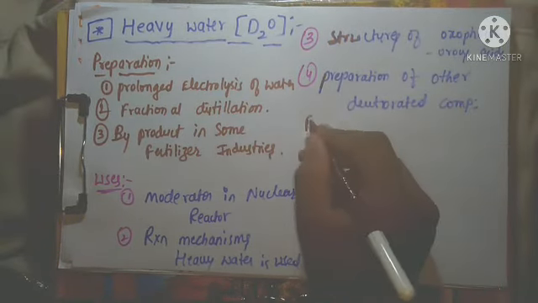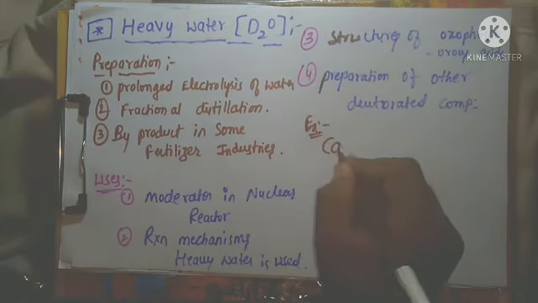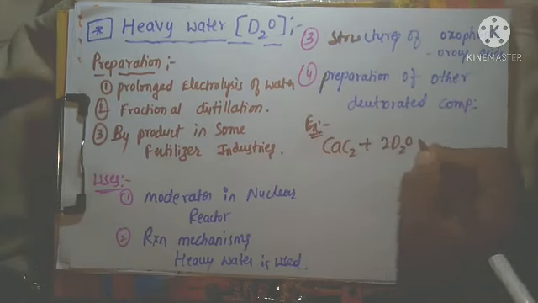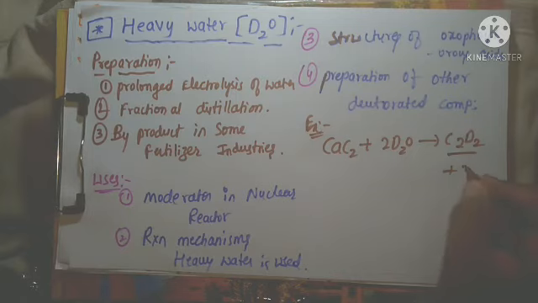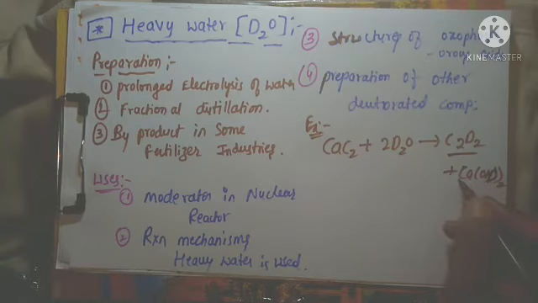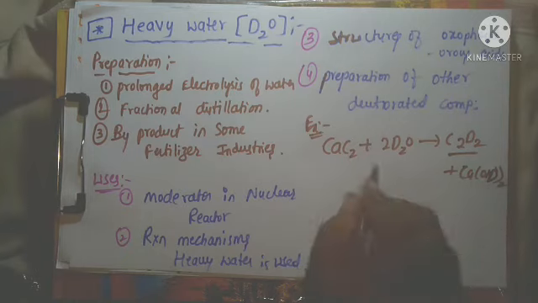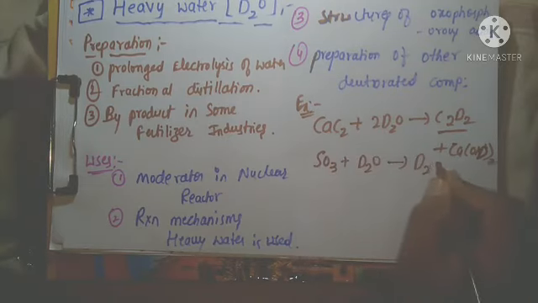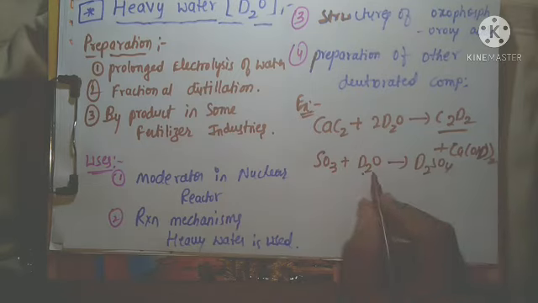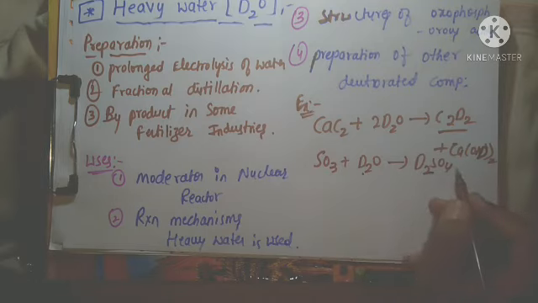Examples I will write here. Now I will write a few examples. CaC2 plus 2D2O gives rise to C2D2. Here it is a deuterated compound, plus CaOD2. Calcium hydroxide, you know, right? Here it is deuterated hydroxide. There is no H there. If it is Ca(OH)2, then it is called calcium hydroxide. But in place of hydrogen, it is deuterium now, right? Now, SO3 plus D2O gives rise to D2SO4. If it were hydrogen, it would be H2SO4, but we are using deuterated water. Therefore, it is deuterated sulfuric acid. H2SO4 means sulfuric acid; here, deuterated sulfuric acid.